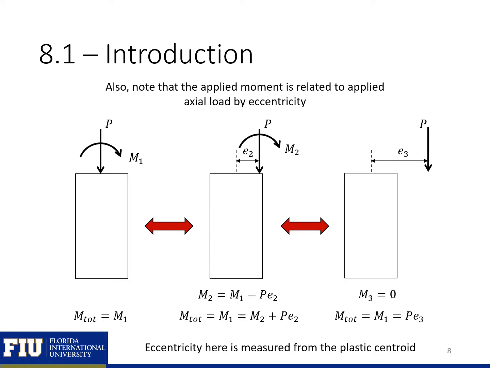Also note that the applied moment is related to the applied load applied at some eccentricity. So if we have some load that's applied at the plastic neutral axis and a moment applied on the section, this is equivalent to a lesser moment and a load applied at some eccentricity, or it can be equivalent to a load just applied at an eccentricity where our eccentricity times our load is equal to our initial moment. So these three load cases are equivalent, or the column would respond the same to all of them.